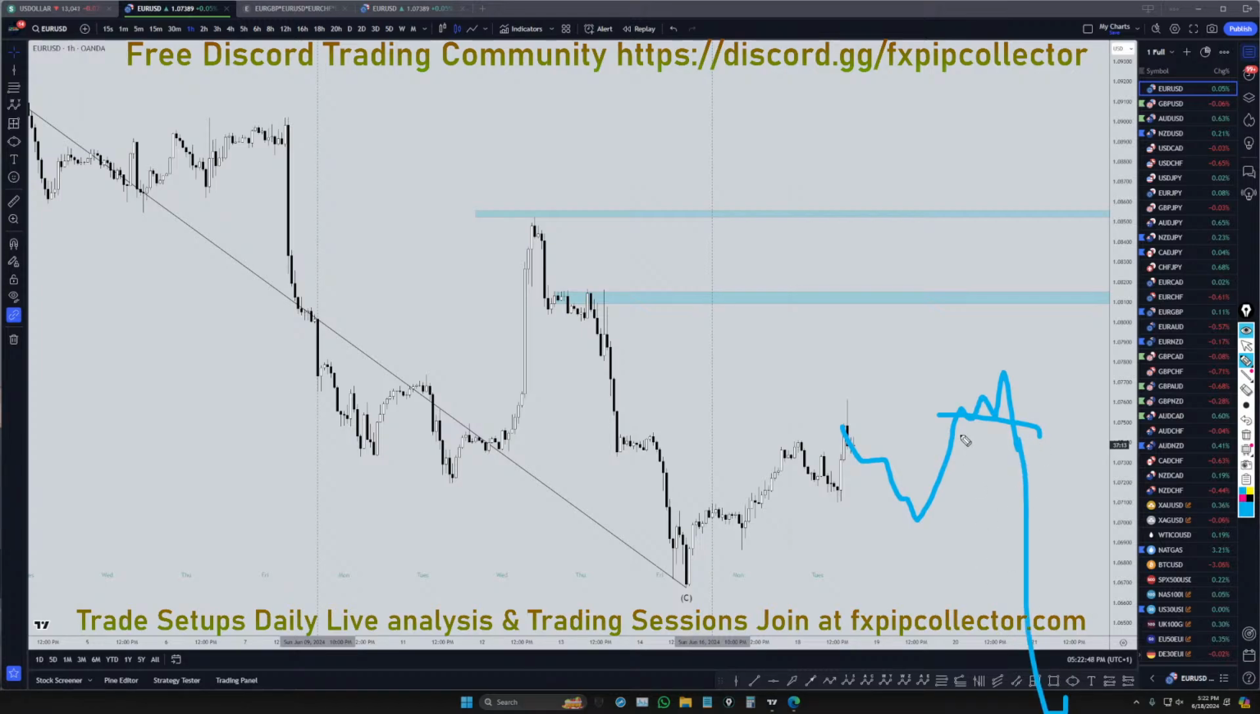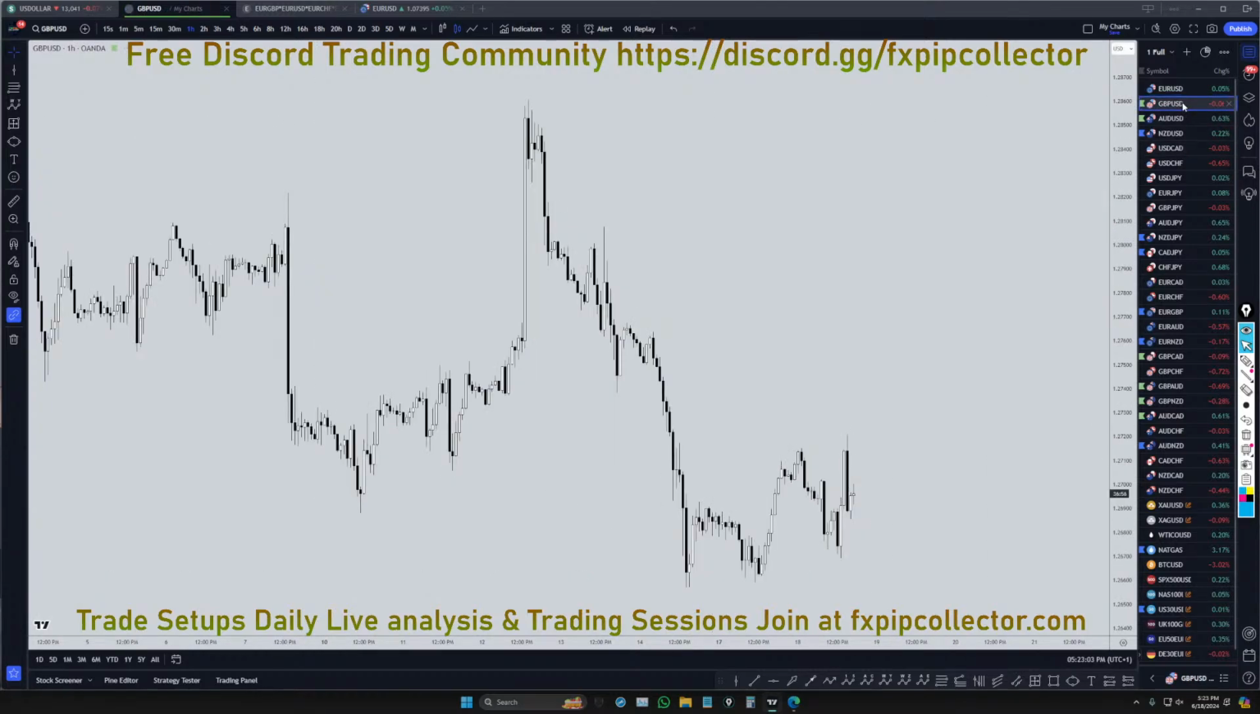Especially on the euro dollar, because the euro is so weak right now, and the dollar is still pretty weak too. So we got weak versus weak. We don't really want to trade weak versus weak. We want to trade strong versus weak or weak versus strong. We don't want to trade weak versus weak or strong versus strong.